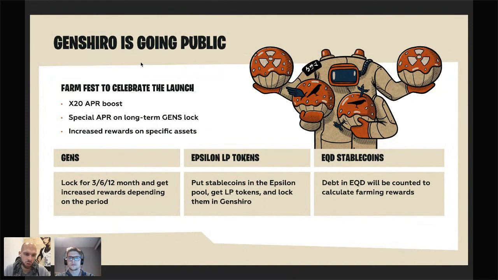But anyway, if you have this data in EQD, it will be counted to calculate farming rewards, which will also increase. As I said, there will also be the mechanics for long-term lock of Genshiro tokens. Specifically, you will be able to choose between several periods, preliminarily 3, 6, and 12 months. And based on the particular period that you choose, the rewards will be increased gradually. So the longer period you choose, the more rewards you will get.